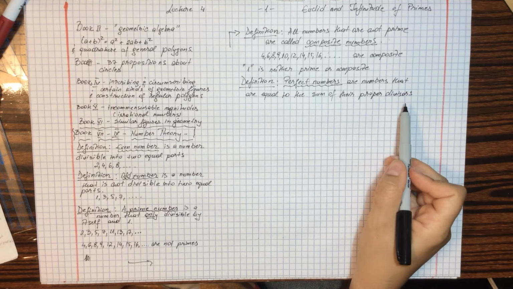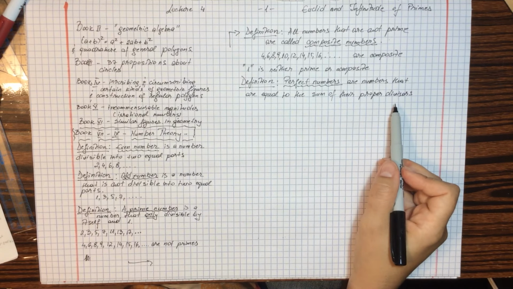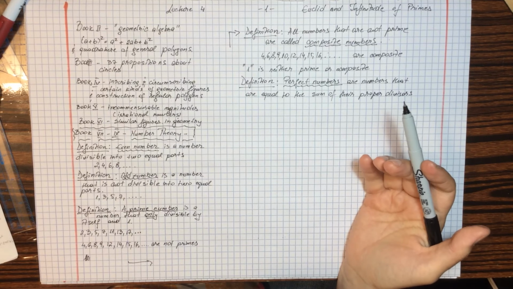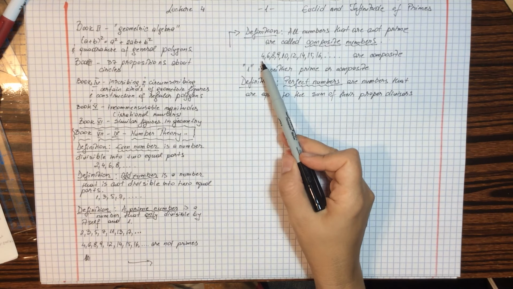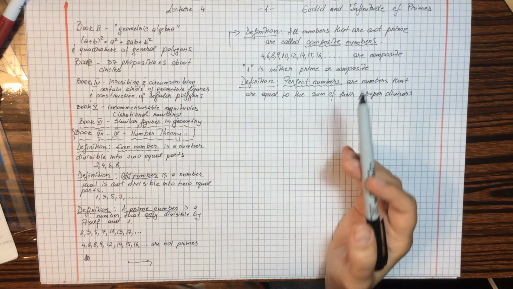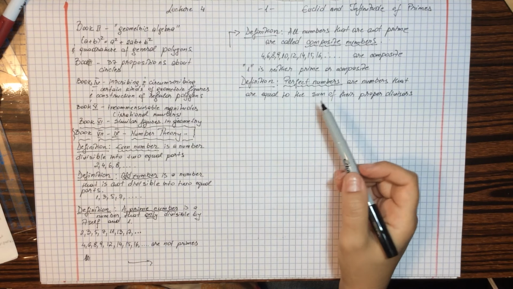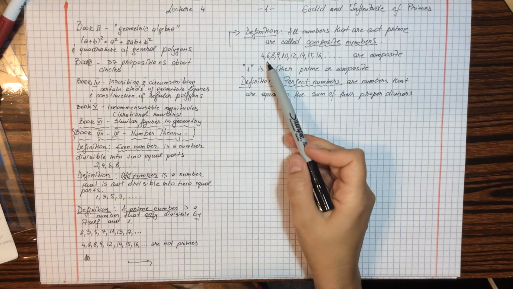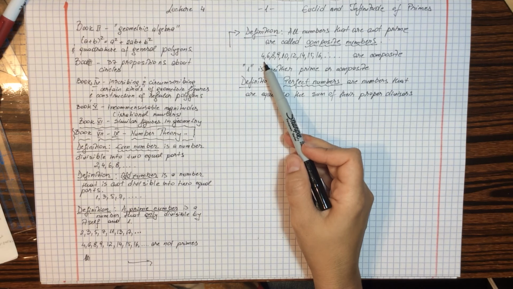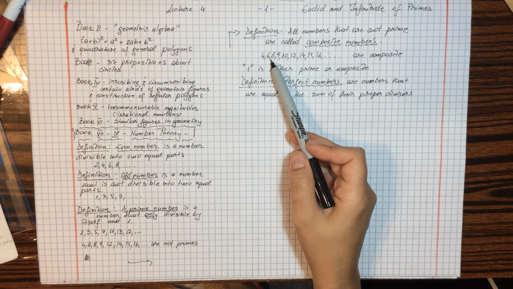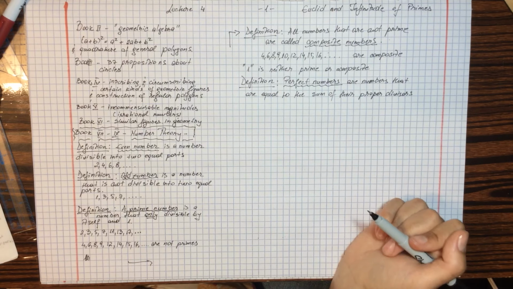Before I move on, what are proper divisors of a number? Proper divisors of a number are all divisors that are not the number itself. So the proper divisors of 6, for example, are 1, 2, and 3. Proper divisors of 4 are 1 and 2. Proper divisors of 8 are 1, 2, and 4, and so on.